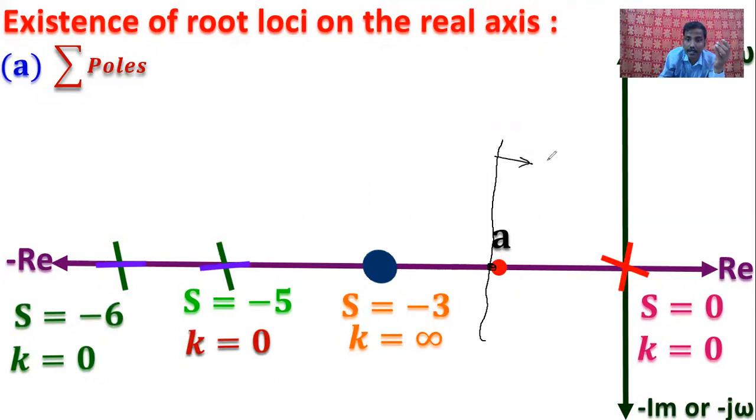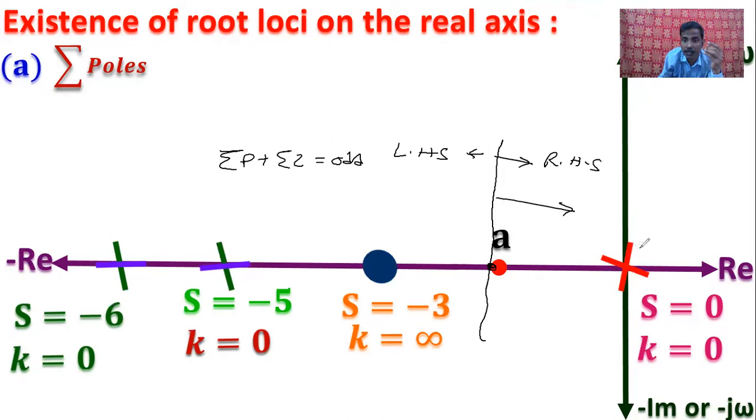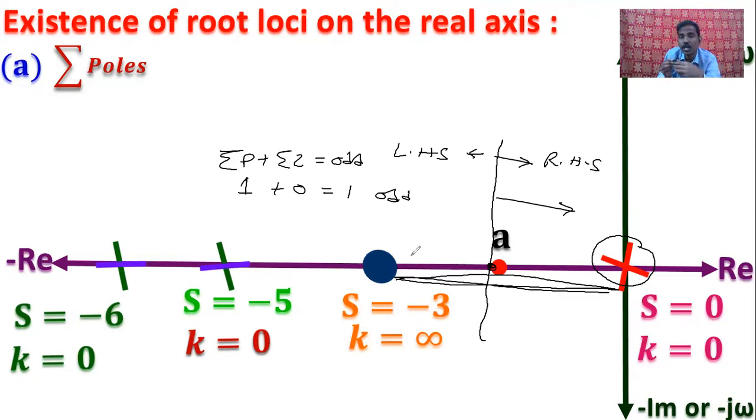This is the right-hand side, and this portion is the left-hand side. What is the definition? The summation of poles plus the summation of zeros must be odd. In this case, on the right-hand side, the number of poles is 1 plus zeros 0, so the total equals 1. That means odd, so the root locus exists in between s equals 0 and s equals -3. This is the definition.